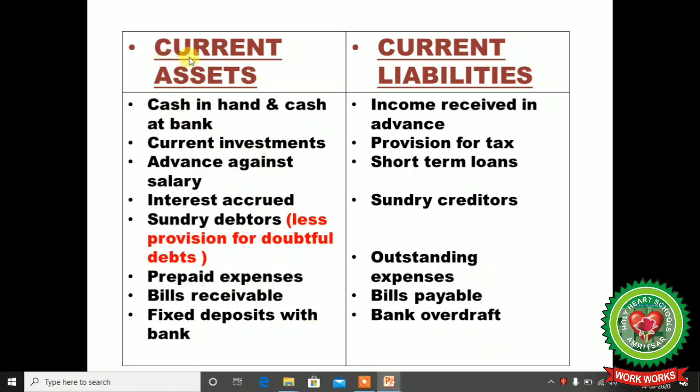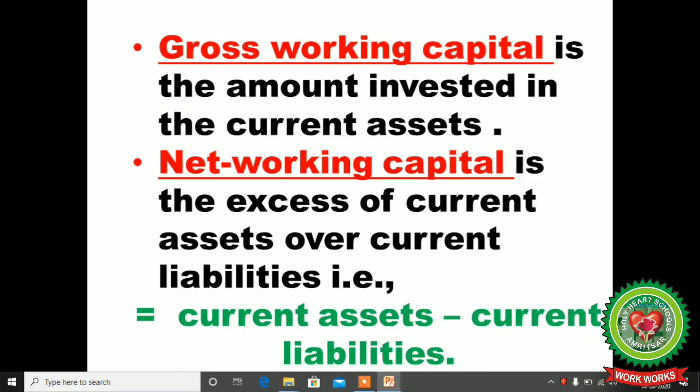Here, first of all, have a look at the current assets and current liabilities. Current assets: cash in hand and cash at bank, current investment, advance against salary, interest accrued, sundry debtors, prepaid expenses, bills receivable, fixed deposit with the bank. Current liabilities: income received in advance, provision for tax, short-term loans, sundry creditors, outstanding expenses, bills payable, bank overdraft. So while calculating working capital, you need current assets and current liabilities.